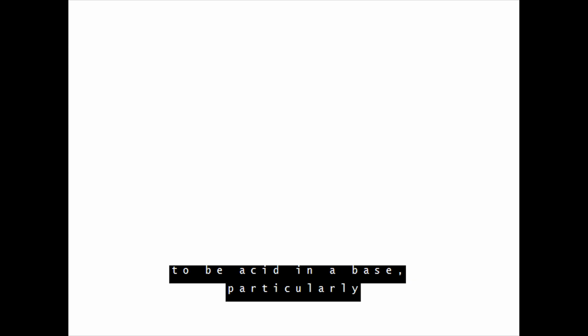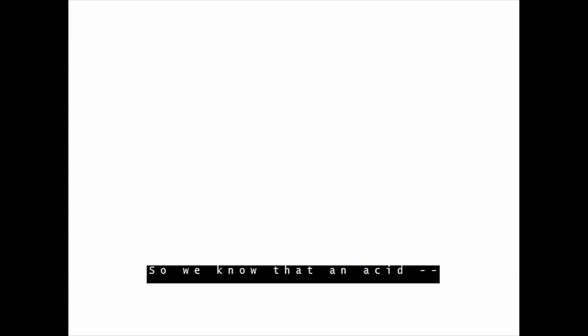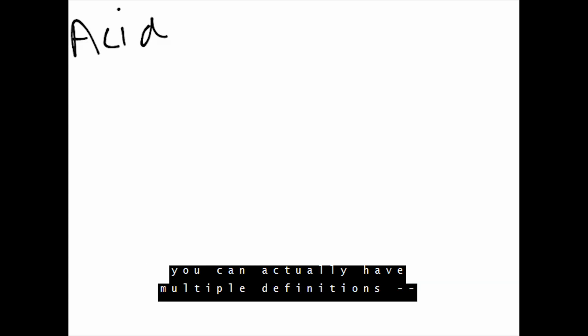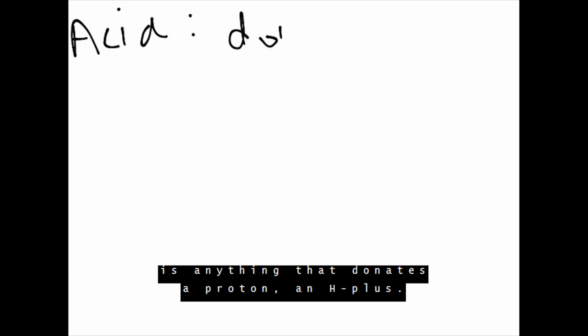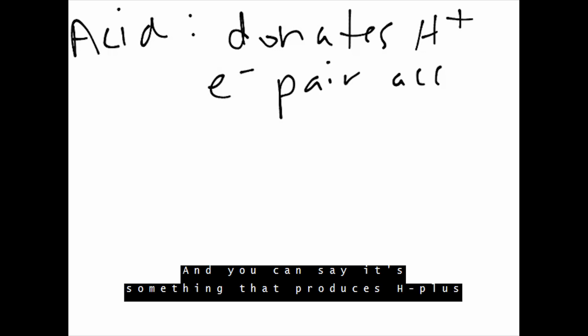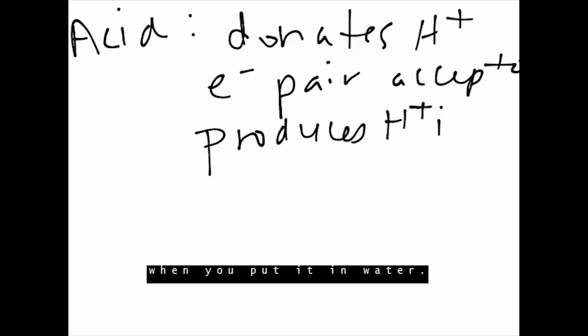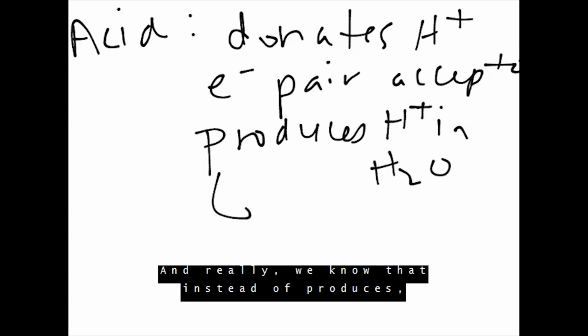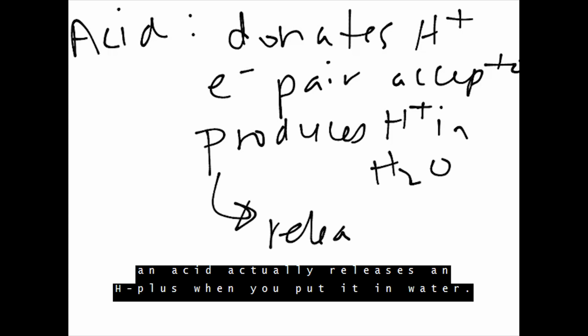Okay, so in this little lecture video, we're going to review a little bit about what it means to be an acid and a base, particularly with regards to water. So we know that an acid, you can actually have multiple definitions, is anything that donates a proton, an H+. You could also say it's an electron pair acceptor. And you can say it's something that produces H+ when you put it in water. And really we know that instead of produces, an acid actually releases an H+ when you put it in water.